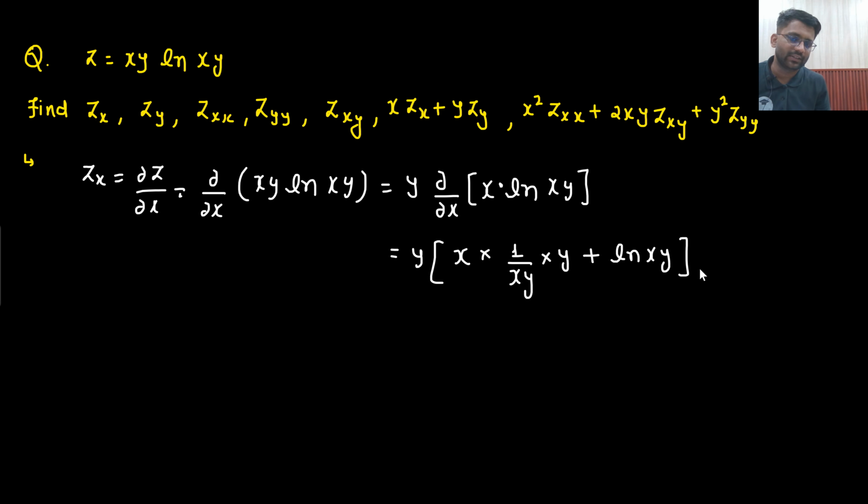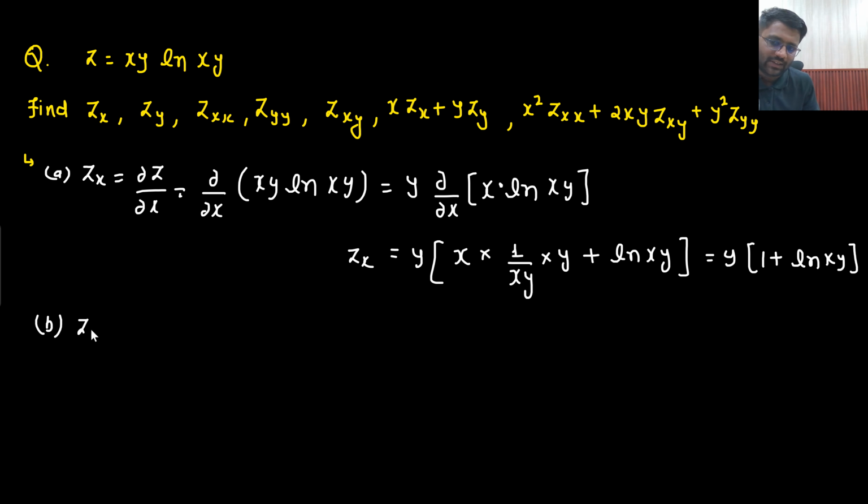So x is multiplied with x, y is multiplied with y. So what you are getting? 1 plus ln xy. That's it. This is your zx. Zx is y into 1 plus ln xy. Understandable? Simply, this was the first one. In that manner, you will find out zy as well, and so on.